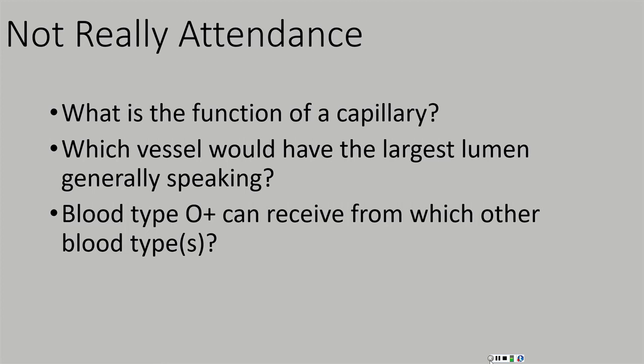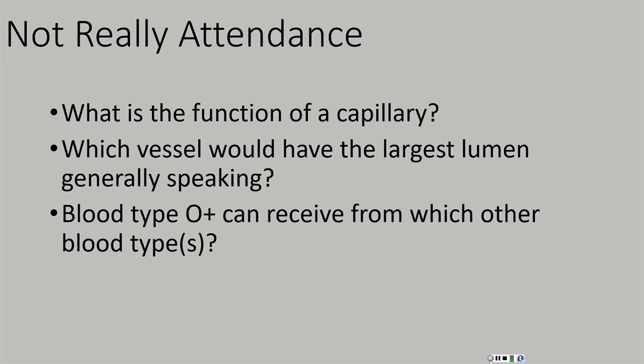Which vessel would have the largest lumen, generally speaking? Veins. Remember, veins have very thin walls. They don't have a lot of pressure, so they don't need really thick walls. The walls are very thin, which leaves a lot of room for the blood. And remember, the blood is inside the lumen. Lumen, again, meaning just the generalized hollow portion of an organ.